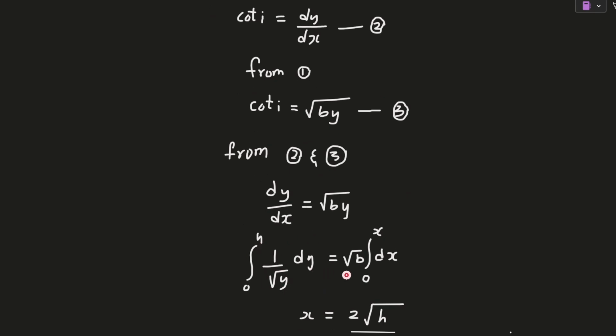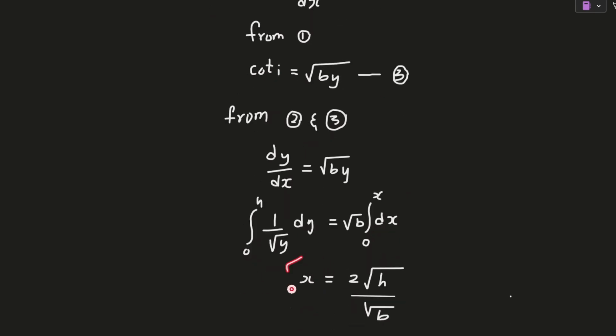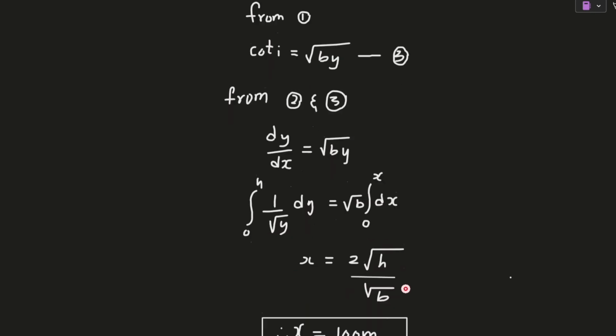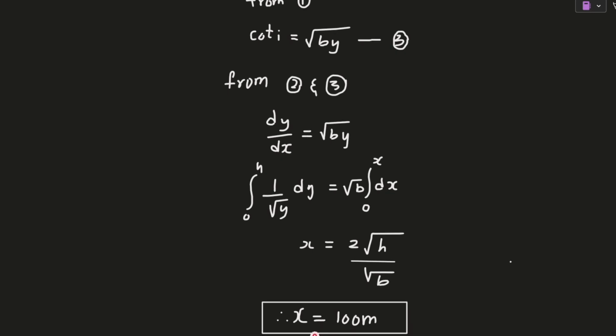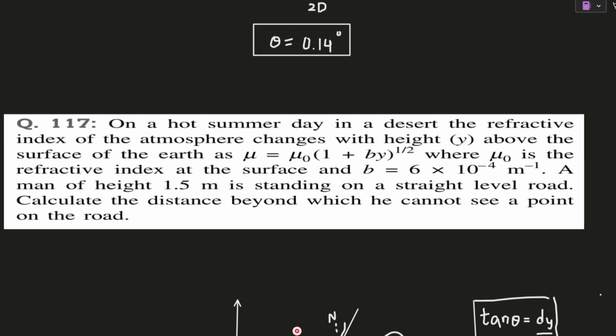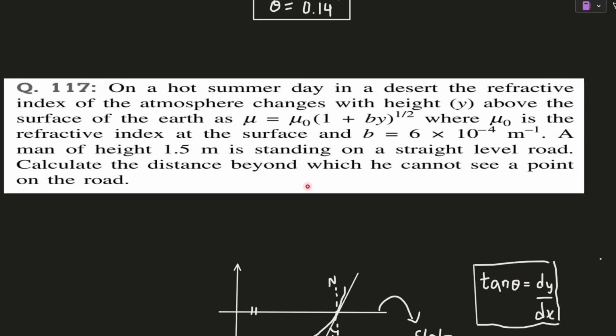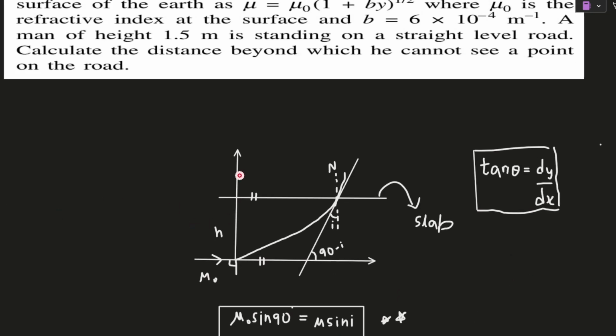After integrating both sides from 0 to h and 0 to x, we can find the value of x equals 2 times root of h upon b. So after substituting the values, we got x equals 100 meters. So we have to find the distance beyond which he cannot see a point on the road. So we basically find the distance x, so that a man cannot see the point on the road.